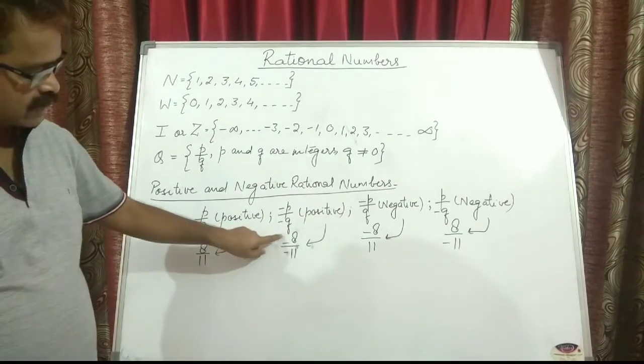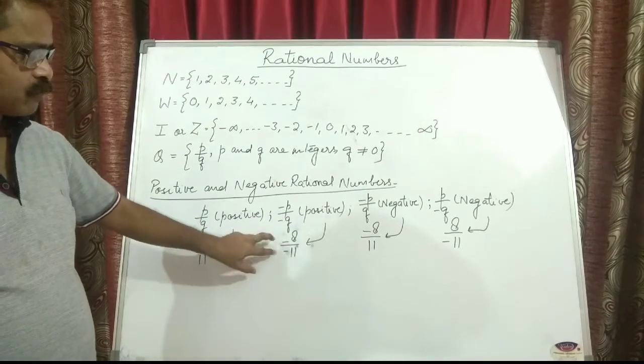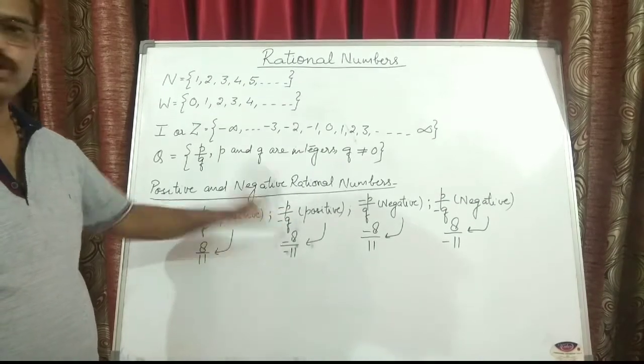Then I have taken minus 8 upon minus 11, though they are in fraction form, so minus and minus will cancel each other and finally you will get 8 upon 11, so that is also positive.